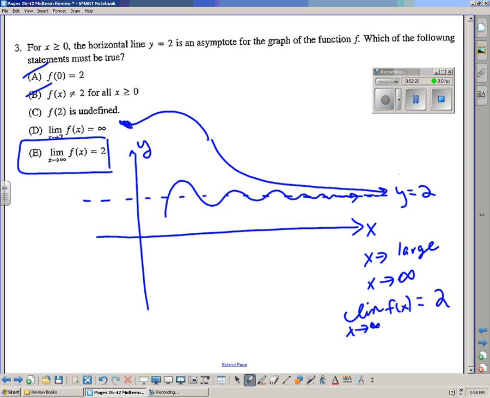f of 2 is undefined. This has nothing to do with f of 2. f of 2 could be perfectly defined. The limit as x approaches 2 equals infinity. Again, this is a horizontal asymptote, not a vertical one. So we're not asking whether or not the function gets big. We're asking as x gets big, what's happening to the function.